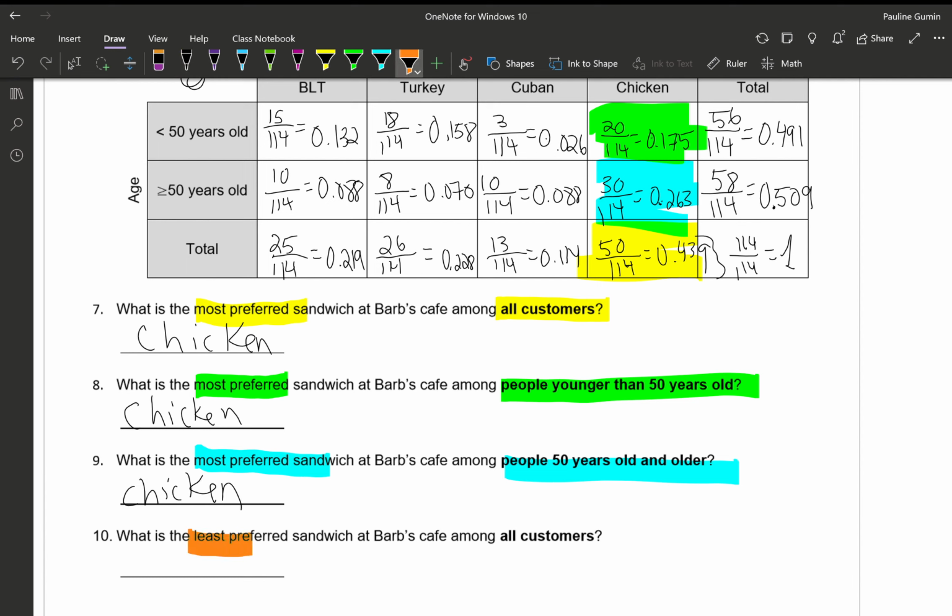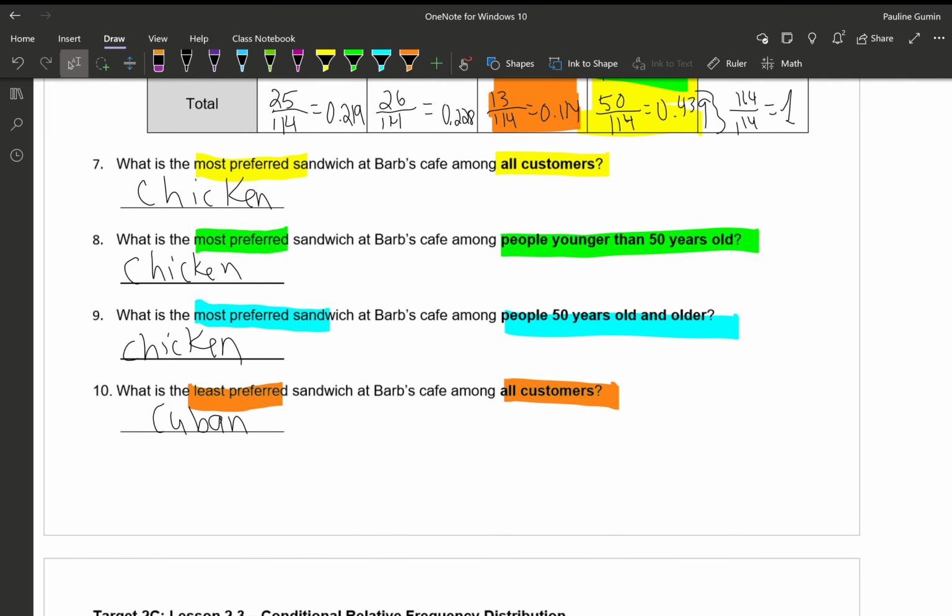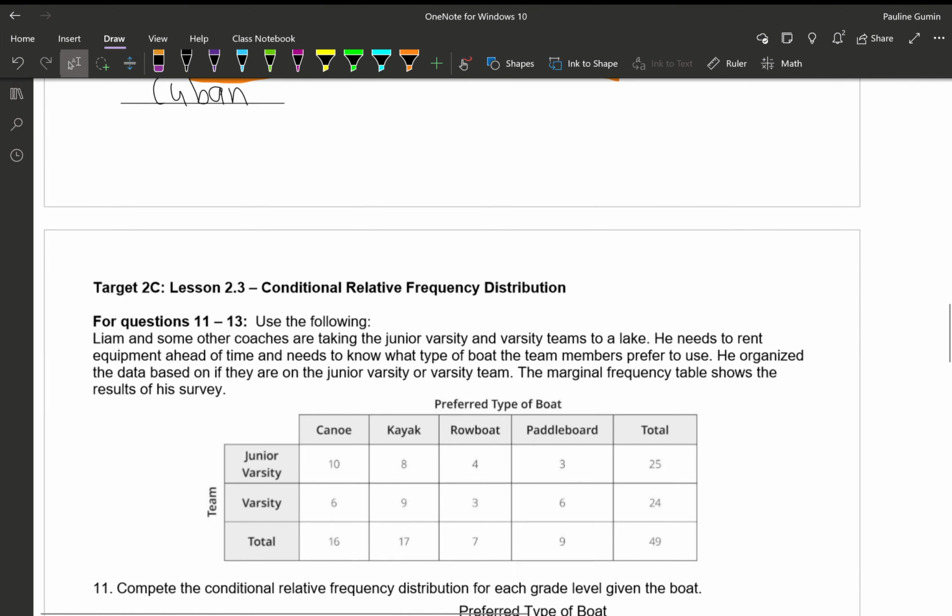All right, number 10. What is the least preferred sandwich among all customers? So I look at the bottom row, and it looks like the Cuban had the least votes. Oh, I like a Cuban sandwich. It's delicious. Hey, everyone has their own tastes. Although out of the 4, I would probably choose the chicken as well.